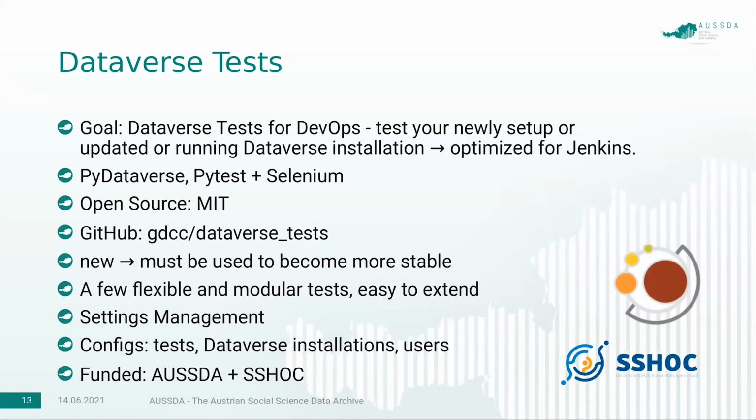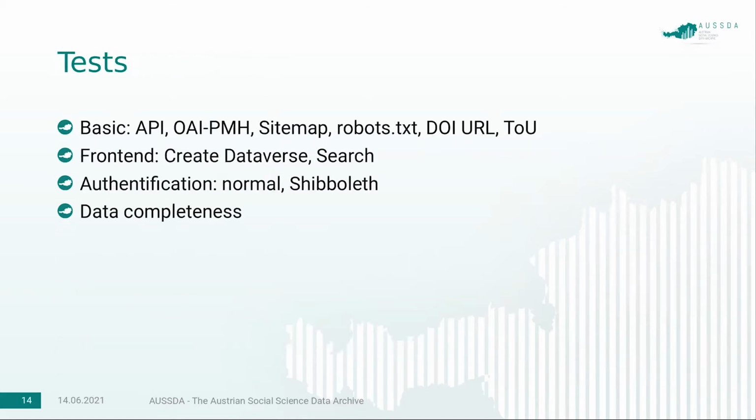So I'm very happy if anyone uses it, and it's also funded by Oster and by Shock so far. I think that there is an API, an OAI-PMH endpoint, sitemap, robots, and also the terms of use apply as you want. It's legally quite important. You also have some front-end tests where you can create Dataverse on the front end and do some search. And two of the most important functions, I think, is that you can test authentication with different users, and also if the data is complete.